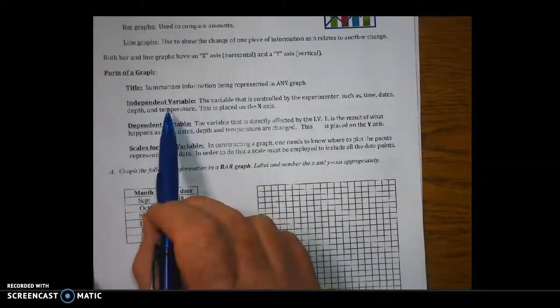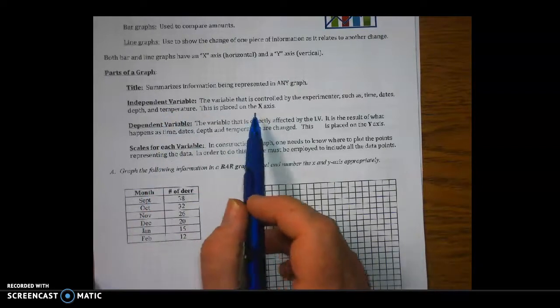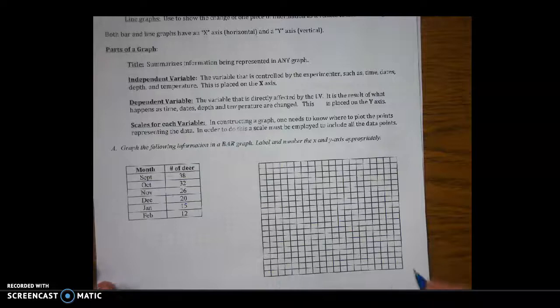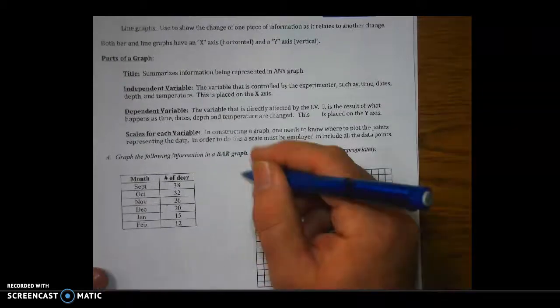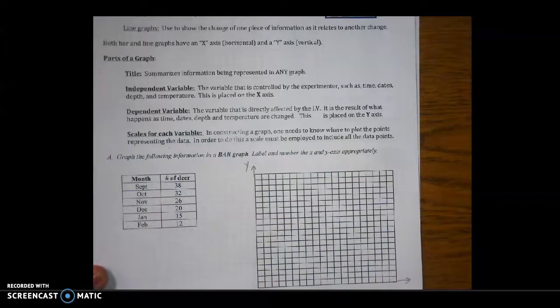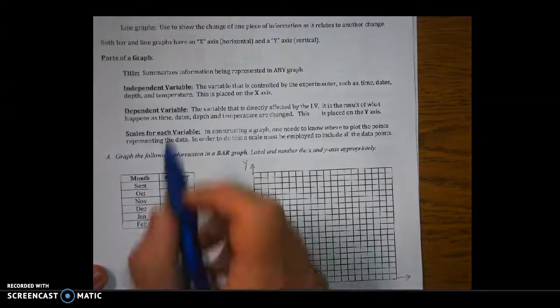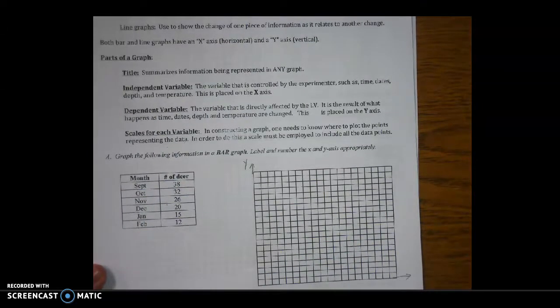Independent variables are the variable that the scientist is changing. That always goes on the x-axis. The horizontal axis is the x-axis. That's for the independent variable. And the vertical axis, the y-axis, is for the dependent variable. And then we're going to focus on scales as we build each graph, and we'll go over that shortly.